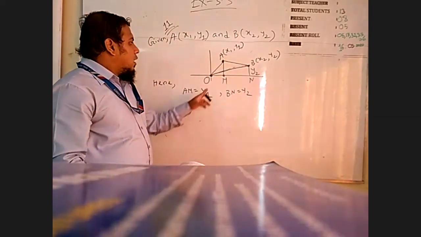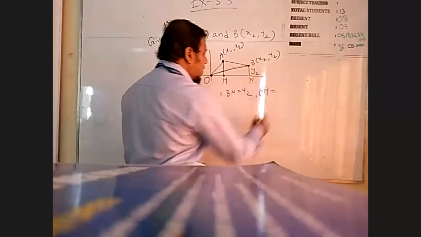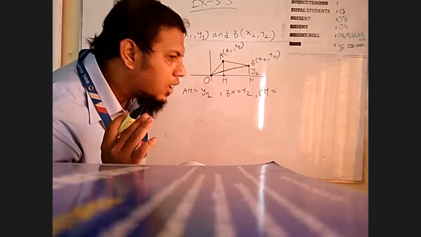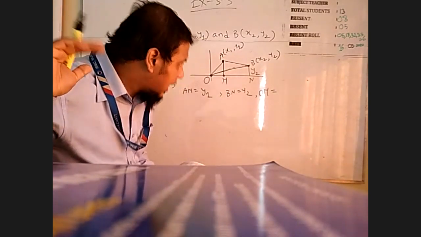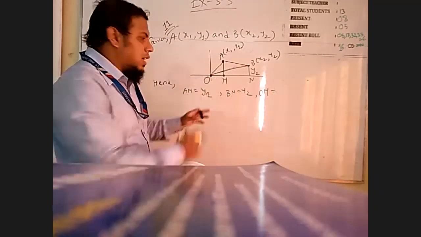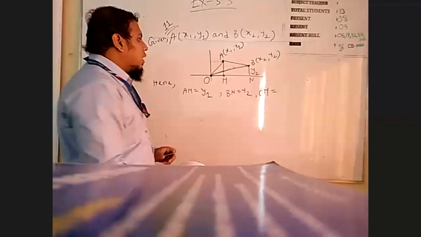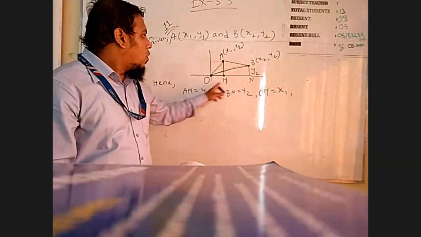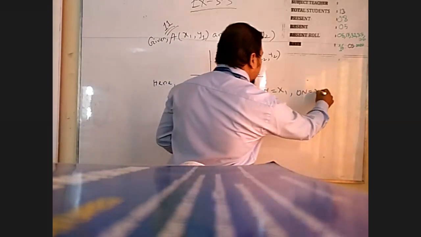Okay, fine. Can anyone say what is the length of OM? OM. Yes. x1. Okay, good. x1, because this distance is equal to the distance between the y-axis and the point A. Okay, so that means OM is equal to x1. And lastly, what is the length of ON? x2. Thank you so much.